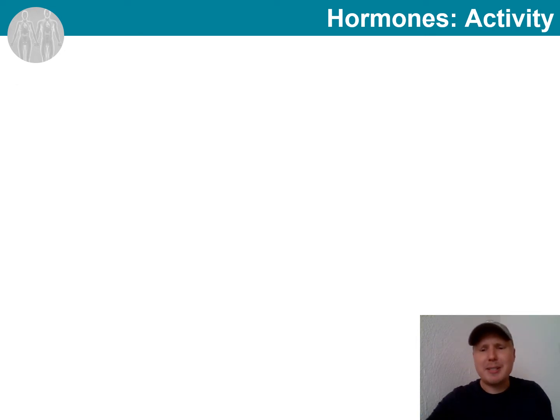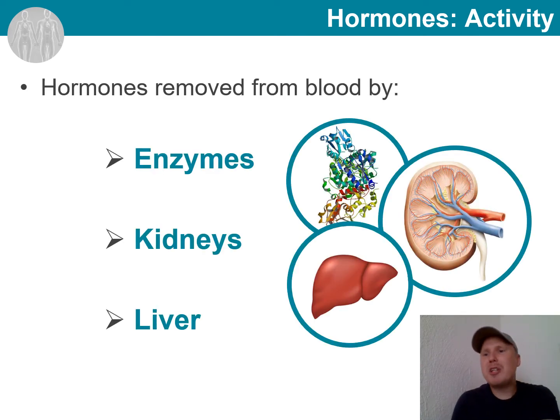So I promised to look at also what removes hormone from the blood. Let's consider it. So hormones can be removed from blood by degrading enzymes, kidneys, or liver. Remember, both kidneys and liver have a main task of filtering the blood.